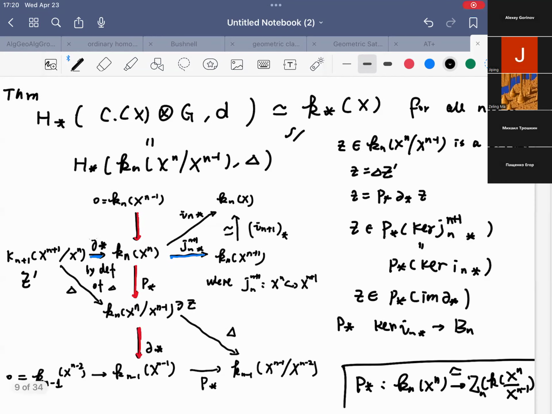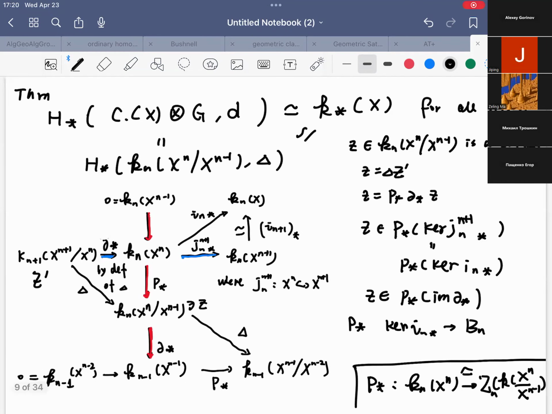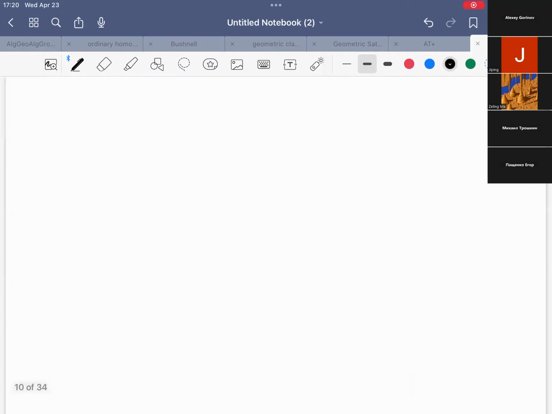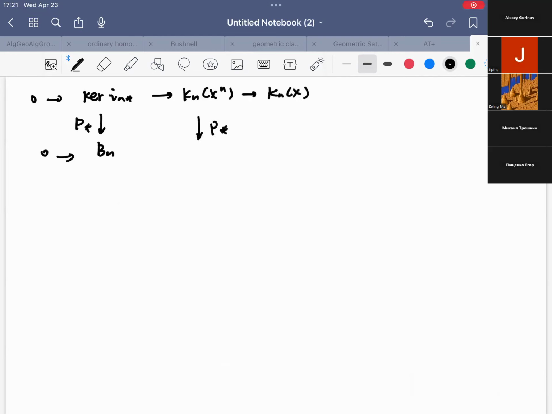So now we get to show the exact sequence. The first is the kernel of star by p star. And this is the K n. This is the p star to the cycle.